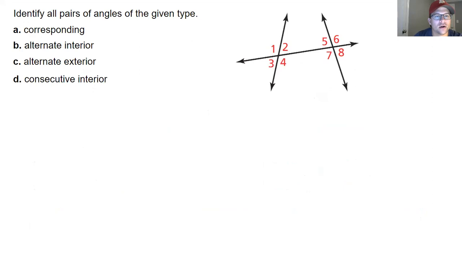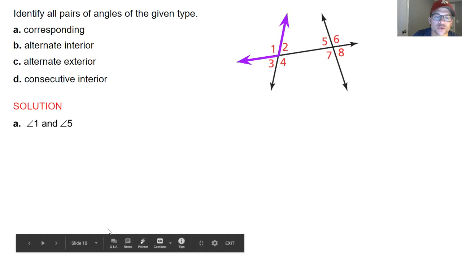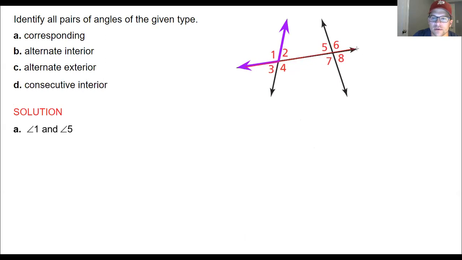Okay, identify all pairs of angles of the given type. So again, you have 2 lines that are being intersected by a transversal. We need to figure out which ones are corresponding, alternate interior, alternate exterior, and consecutive interior. Well, it'd be nice first to identify which one the transversal is. That transversal is going to be this line right here. So that's our T, that's our transversal.